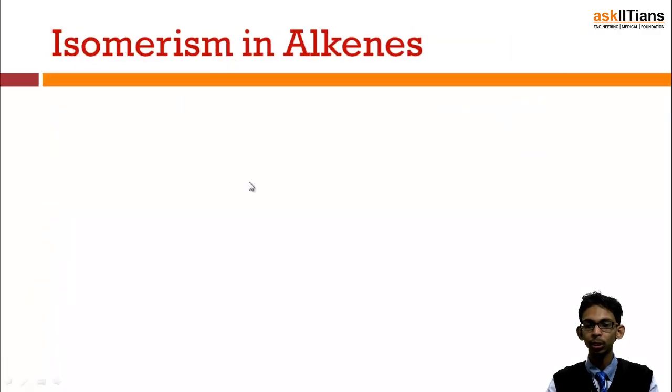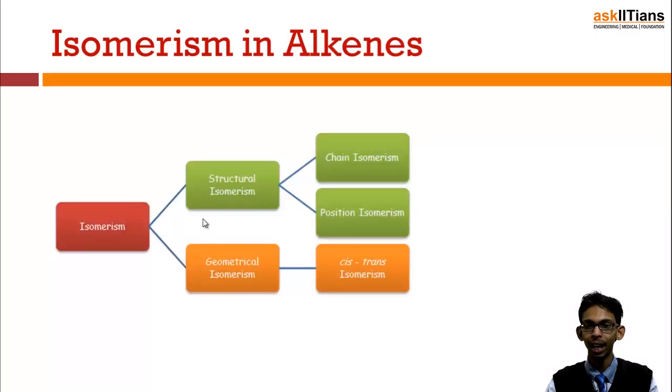Next is isomerism in alkenes. Actually, alkenes do not show conformation as it was in case of alkanes. Why? Because conformation arises due to free rotation of the atoms along a carbon-carbon single bond. But in case of alkenes, as there is a double bond and this double bond is not free for rotation, they do not show conformations. They show two types of isomerism. One is structural isomerism, another one is geometrical isomerism, which is also known as stereoisomerism.